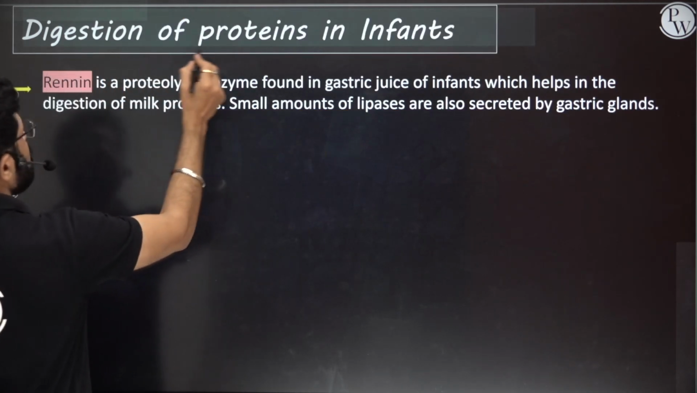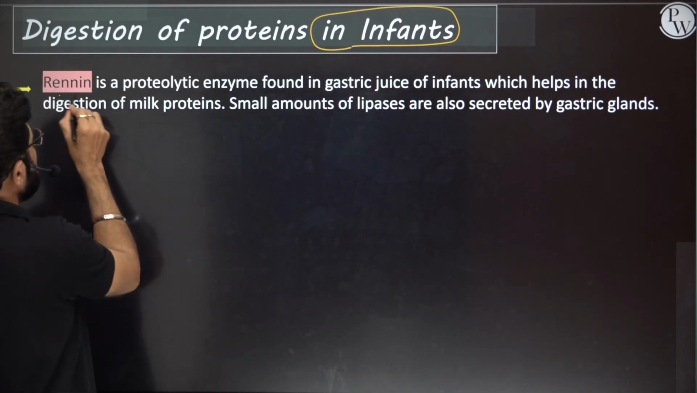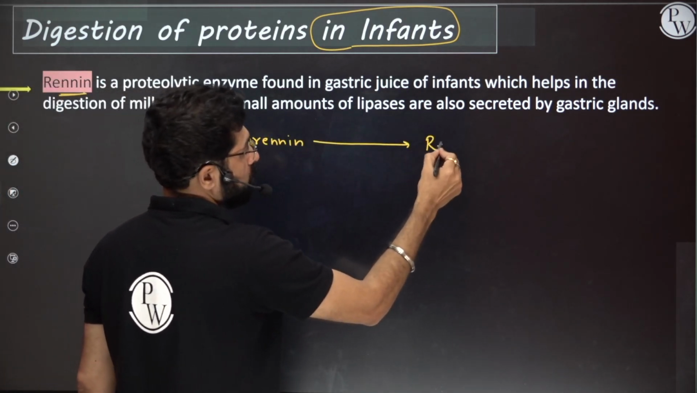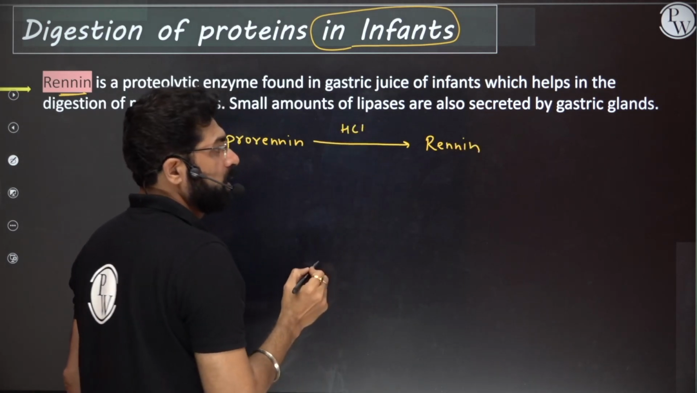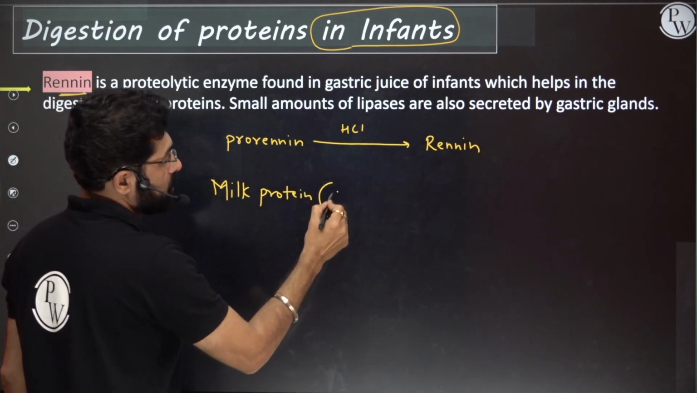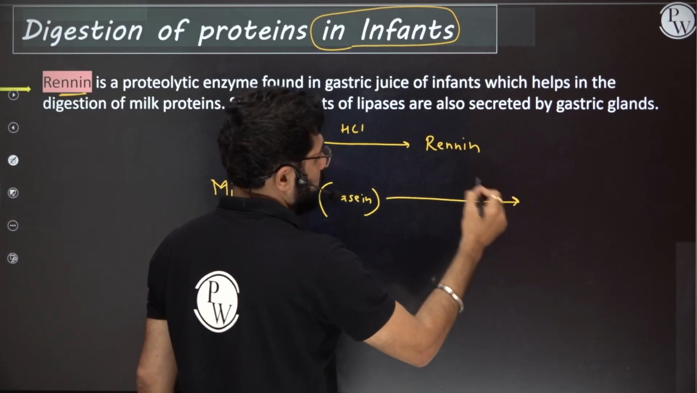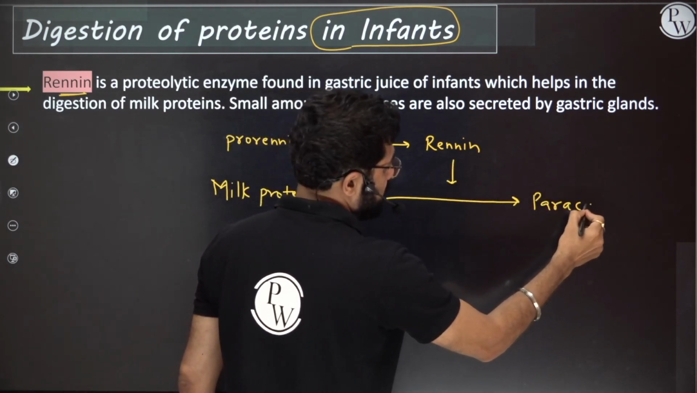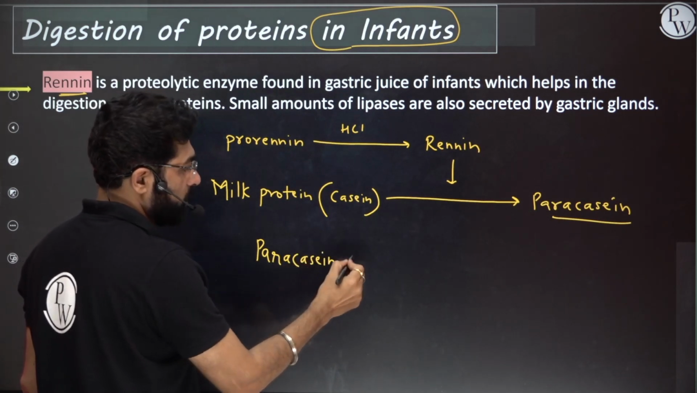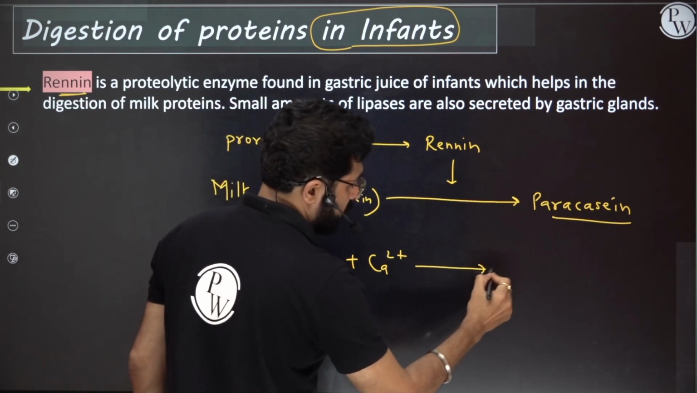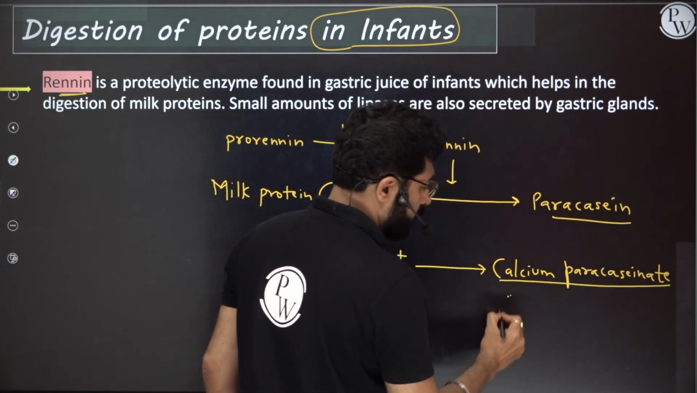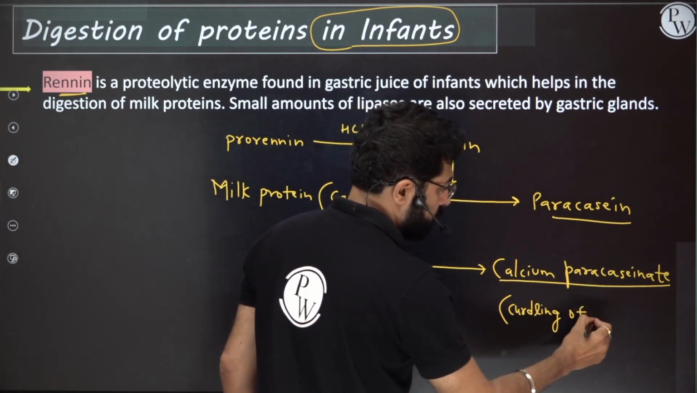Now, in the infants, there's an enzyme called prorenin. So prorenin also converts into renin in the presence of HCl. Now this renin is going to work upon a milk protein, that is casein. So milk protein casein is going to be worked upon by the renin enzyme, and this is going to convert it into paracasein. Once paracasein is formed, it is going to combine with calcium ions and forms calcium paracaseinate.